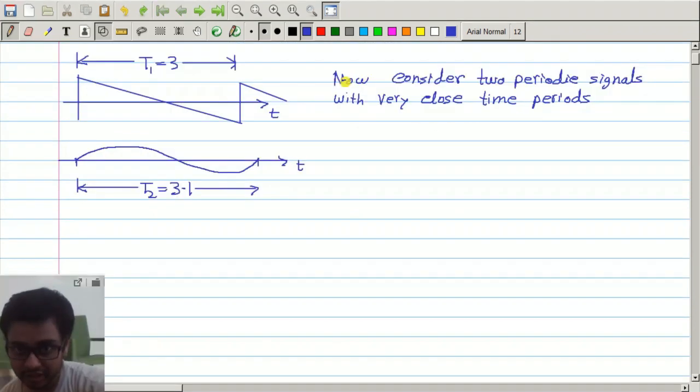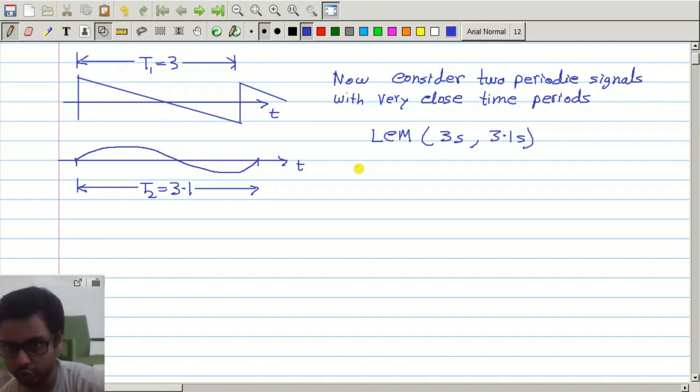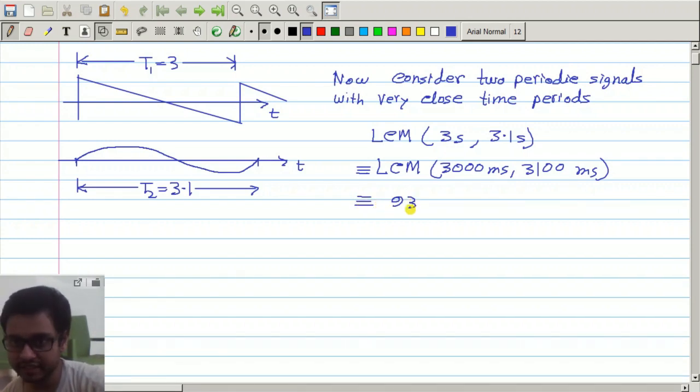That is the catch. Now let us consider two periodic signals with very close time periods, like one having a time period of 3 seconds, another having a time period of 3.1 seconds. Now if you add these two signals, then the time period of the mixed signal will be the LCM of 3 seconds and 3.1 seconds, which you may also write as the LCM of 3000 milliseconds and 3100 milliseconds, and that will be, if you calculate, 93,000 milliseconds or 93 seconds. So this number is much larger than the two individual time periods.